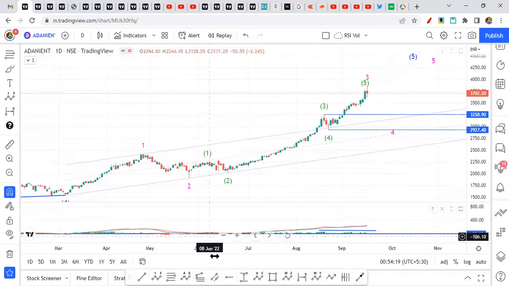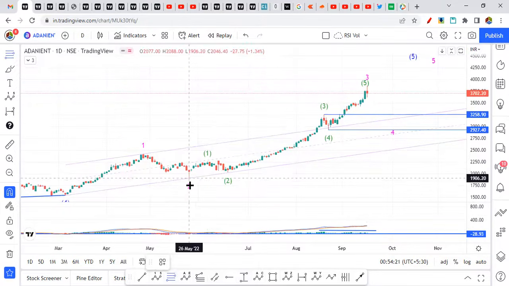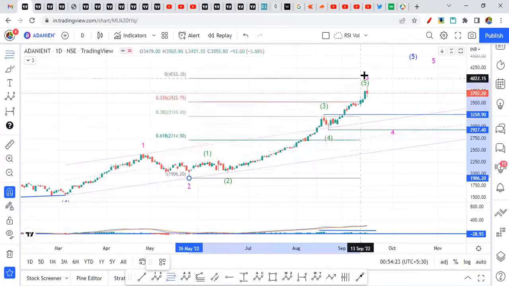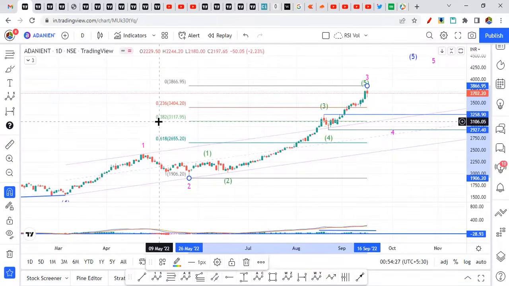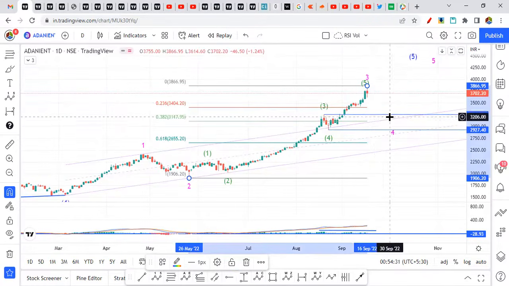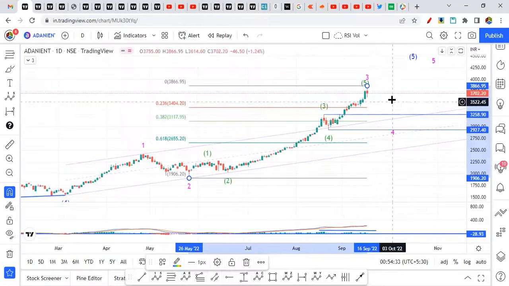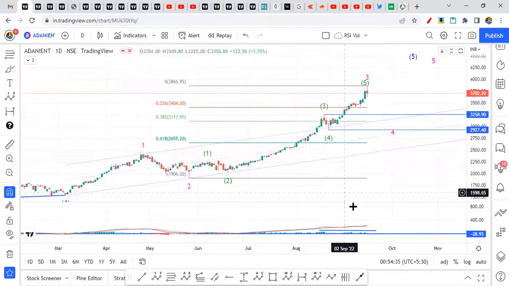So here, let's plot the Fibonacci and try to find out the pullback levels. If it's still bullish, it will come towards 3000, which is the 0.32 Fibonacci, and from this zone it can bounce back. So we have to watch for a pullback towards the 3000 zone.